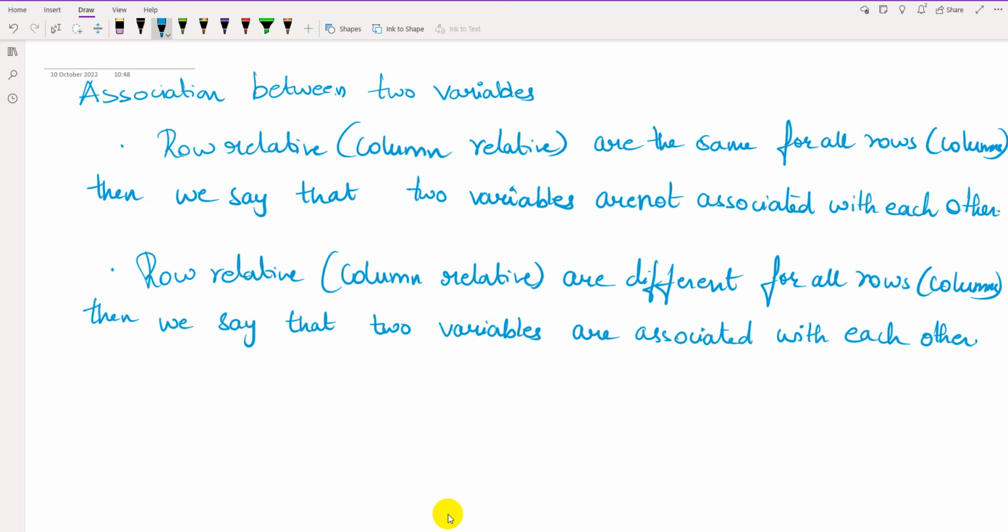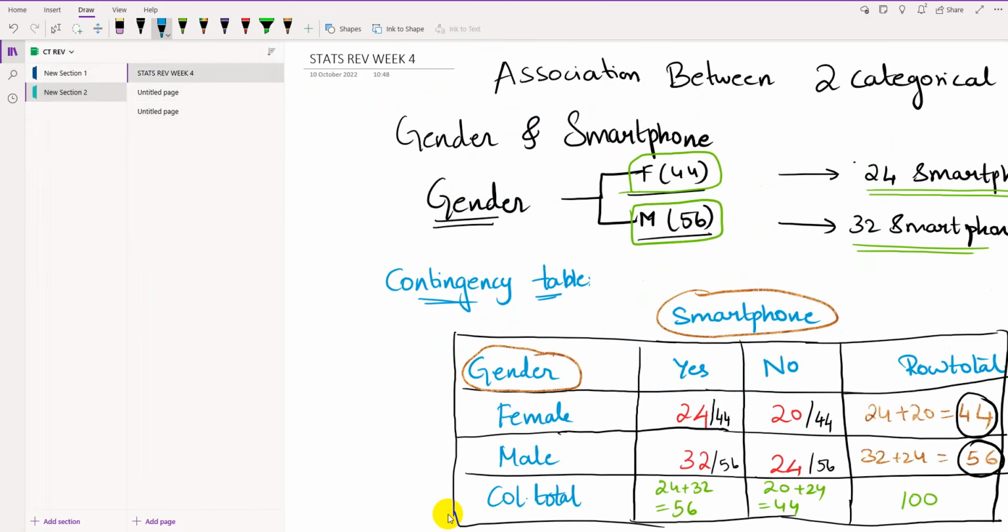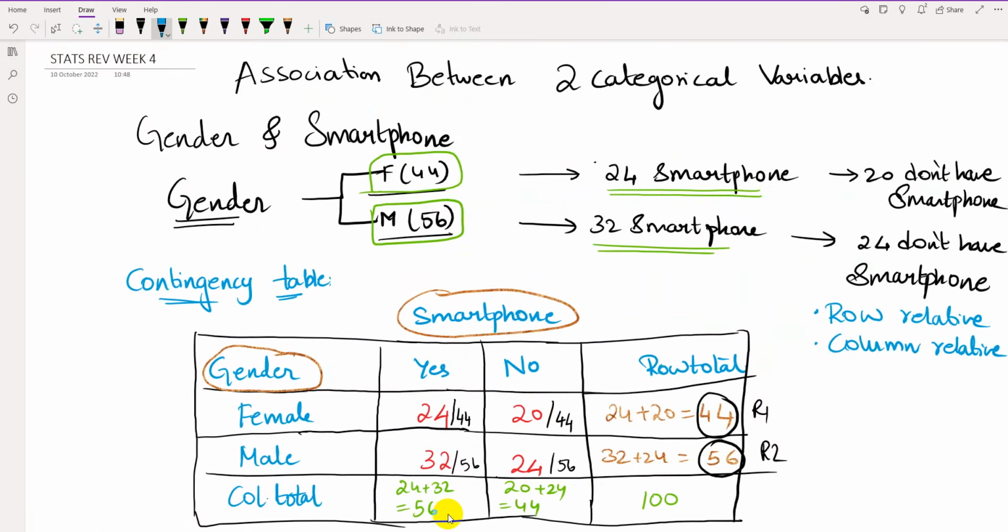Now if we take the same example as we have taken earlier regarding the row relative frequency and the column relative frequency, we could say that 24 by 44. What is the value of 24 by 44? What is the value of 20 by 44? 32 by 56, 24 by 56. We could say that each value, 24 by 44 and 20 by 44, are different.